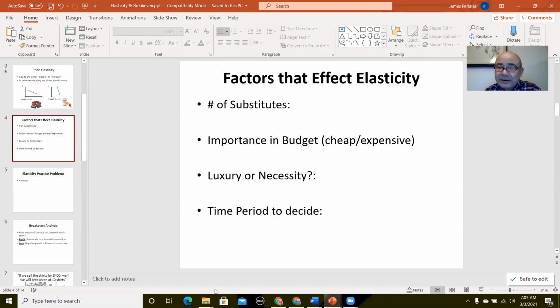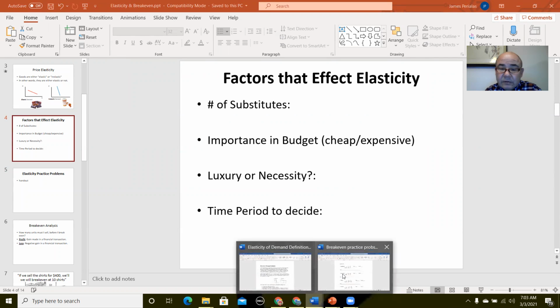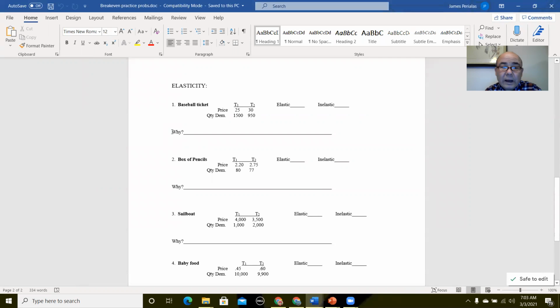These factors right here. So one of these, like lots of substitutes or few substitutes, importance in your budget, cheap or expensive, luxury or necessity, long period to decide or short period to decide. Those are going to be your answers to the whys here.